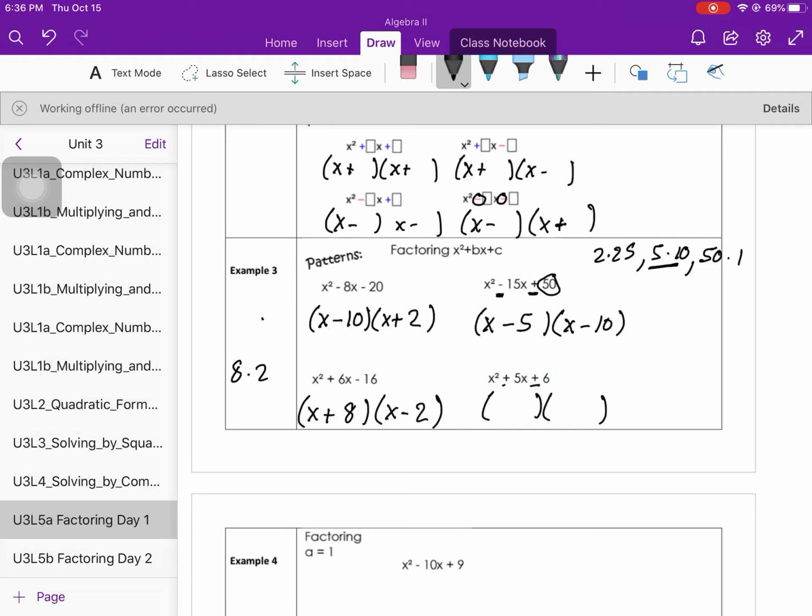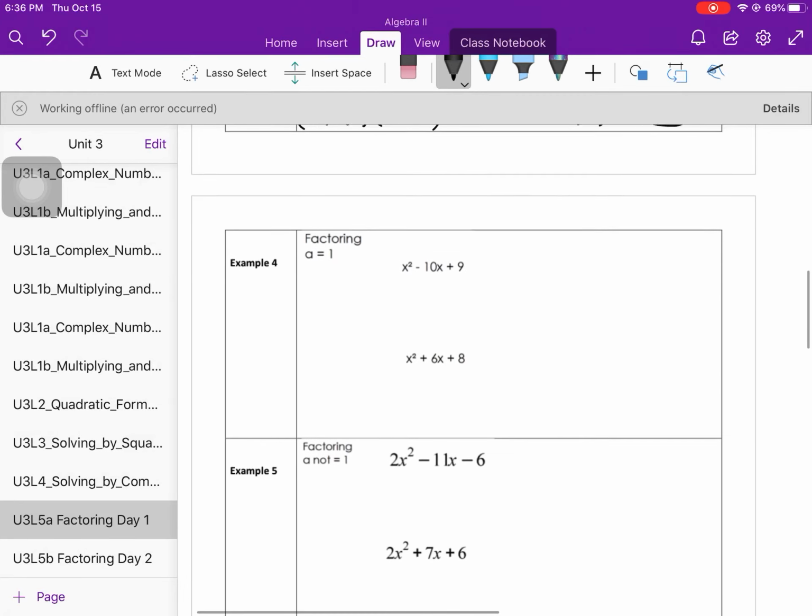And then these ones are usually the easiest because signs are the same, both positive. X plus, factors of 6 that combine to make 5. Well, the only factors of 6 are 6 and 1 and 2 and 3. The second set is the one that adds to make 5, so that one right there.